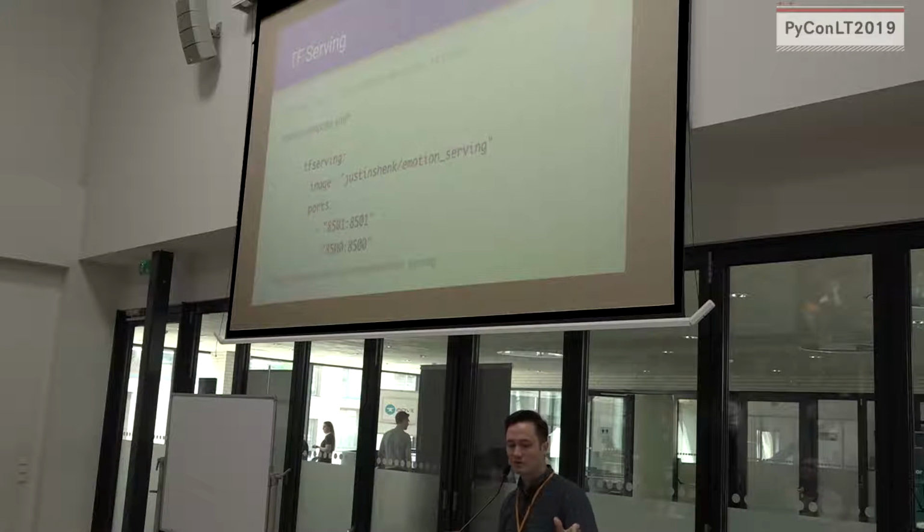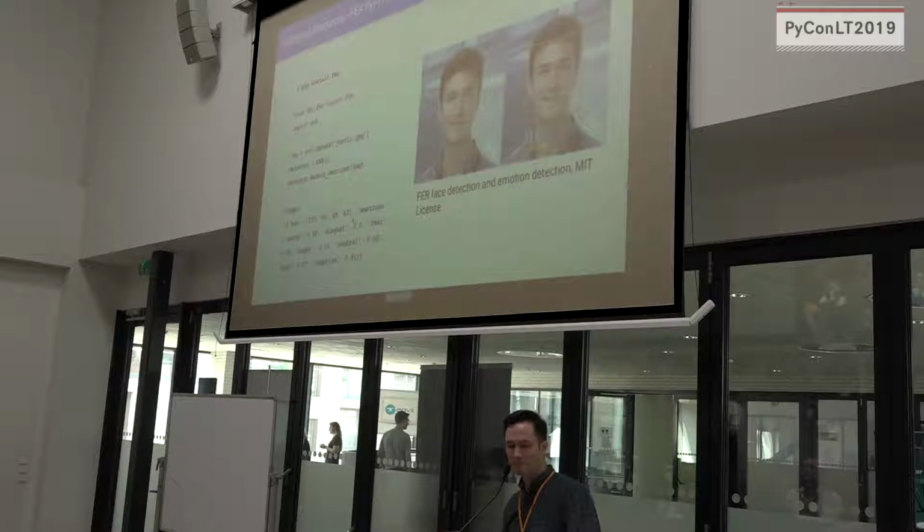If you go to Docker pull justinshenk/motion-serving, you'll get the Docker instance with TensorFlow Serving for this expression recognition. And how to do that, if you have your Docker Compose file, you simply have one line to give the name for the Docker component, and the image, it'll pull that image, and which ports you need to expose. And then you send your image from your Flask app to this address, localhost, and that works pretty well.